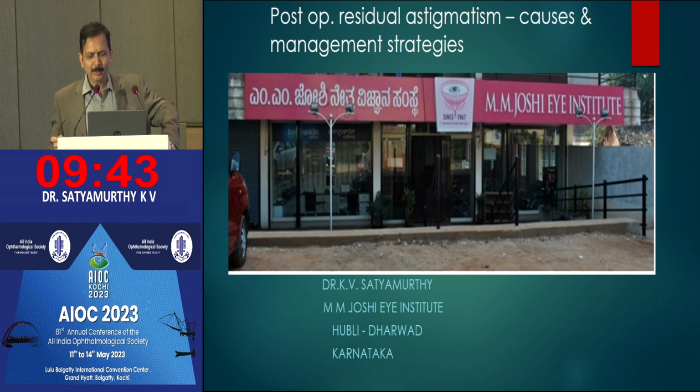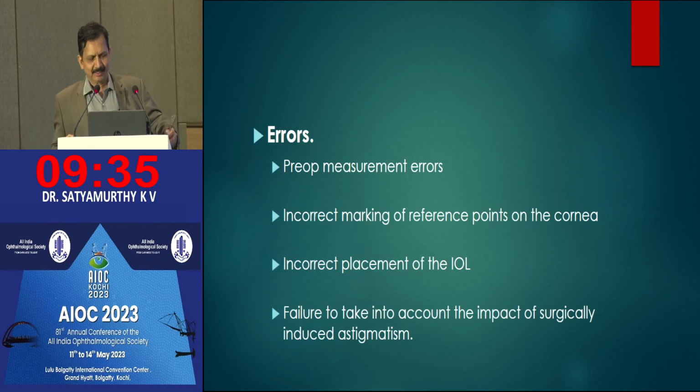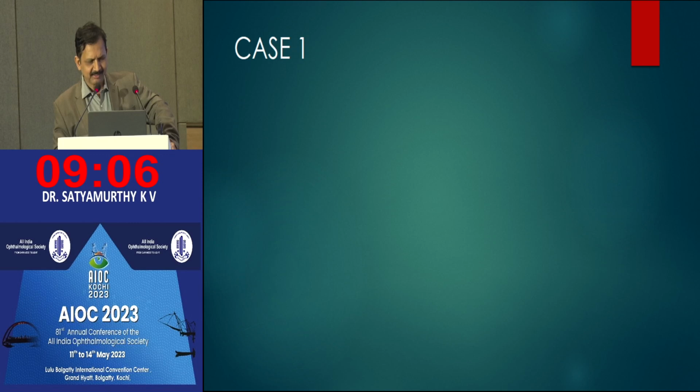And you all know, there can be refractive surprises even with toric lenses also, maybe because of misalignment and other things. There are various ways it can arise, but the common errors are either pre-op measurement errors, incorrect reference marking or axis marking, incorrect placement of the lens, and failure to take into account the impact of surgically induced astigmatism. There are other reasons also which are not that common. So now let us go through certain examples to highlight these things.